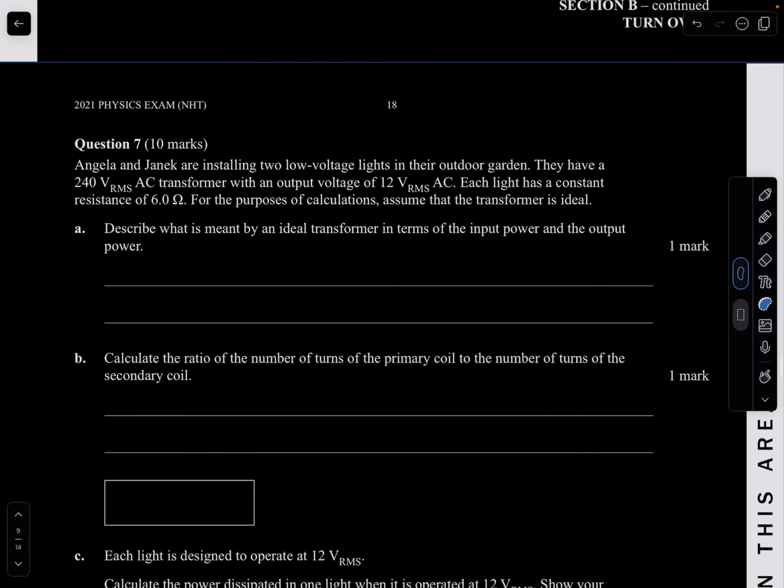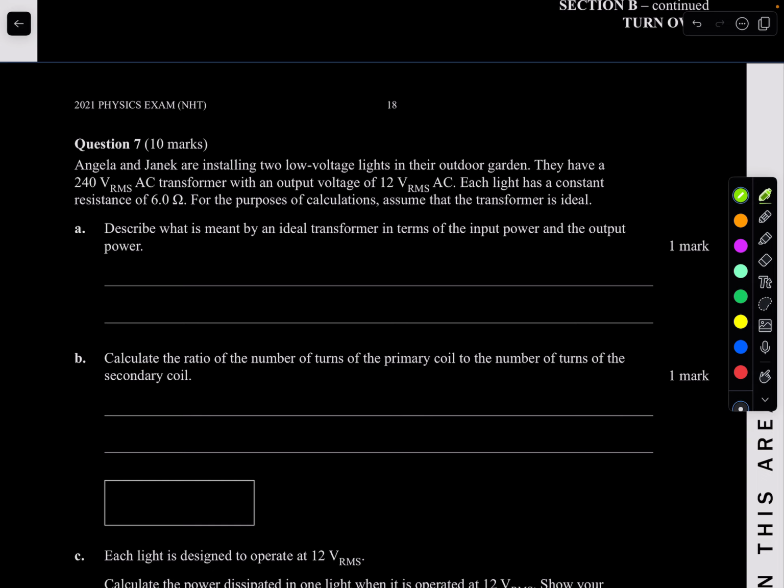Perfect. Question 7. Let's have a look at this. Angela and Janik are installing 2 low voltage lights in their outdoor garden. They have a 240 volts RMS AC transformer with an output voltage of 12 volts RMS AC. Each light has a constant resistance of 6 ohms. For the purposes of this calculation, assume that the transformer is ideal. Alright? Describe what is meant by an ideal transformer in terms of input power and the output power.